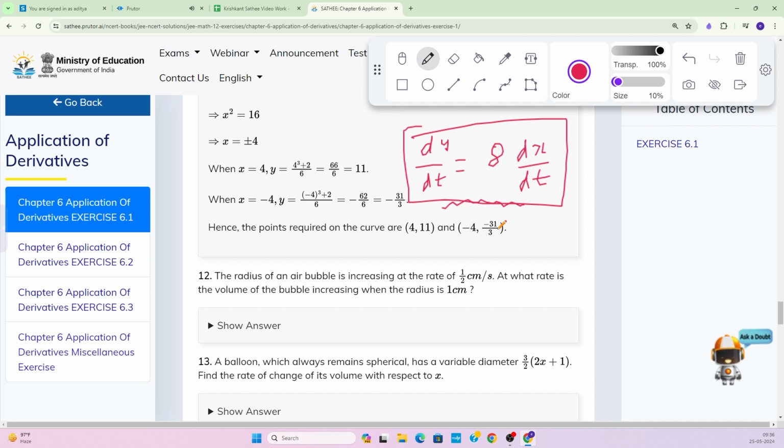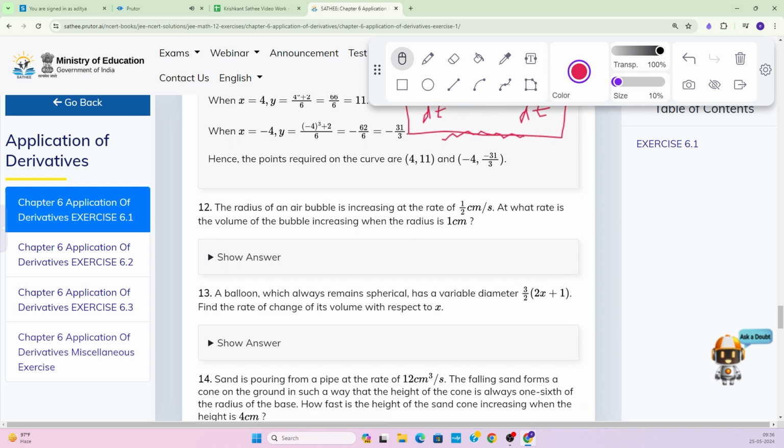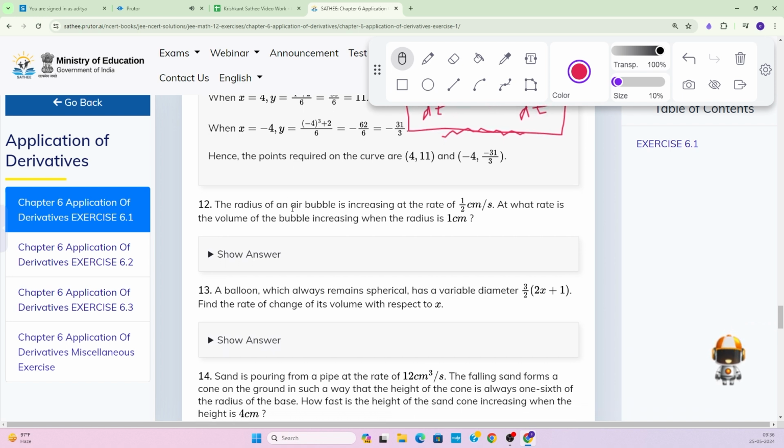Okay. Let us move to the next problem. Problem number 12. The radius of an air bubble is increasing at the rate of 1 by 2 centimeter per second. So first of all, air bubble means you will have somewhat of a spherical thing. So you will consider this as your sphere. So dr by dt is given to you, and you are asked to find the rate of change of the volume of the bubble. So 4 by 3 pi r cube, you know the expression. So you want dv by dt.